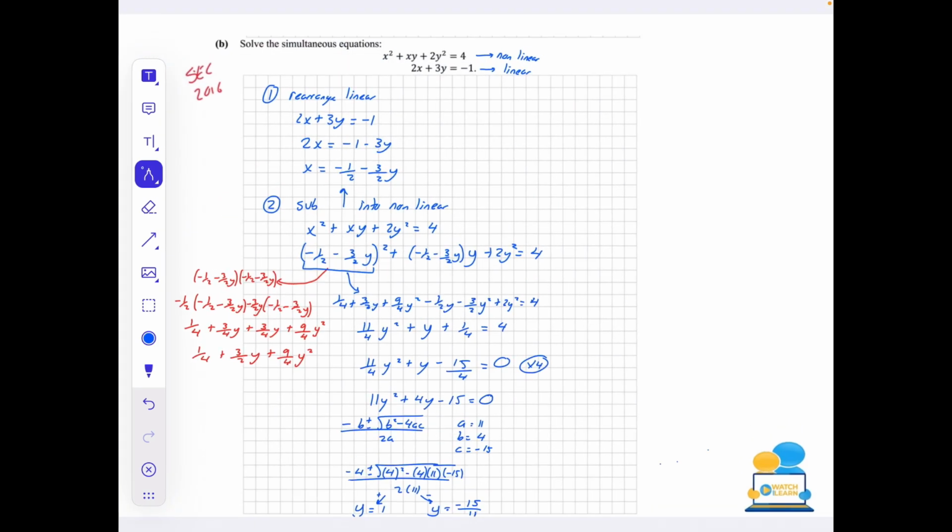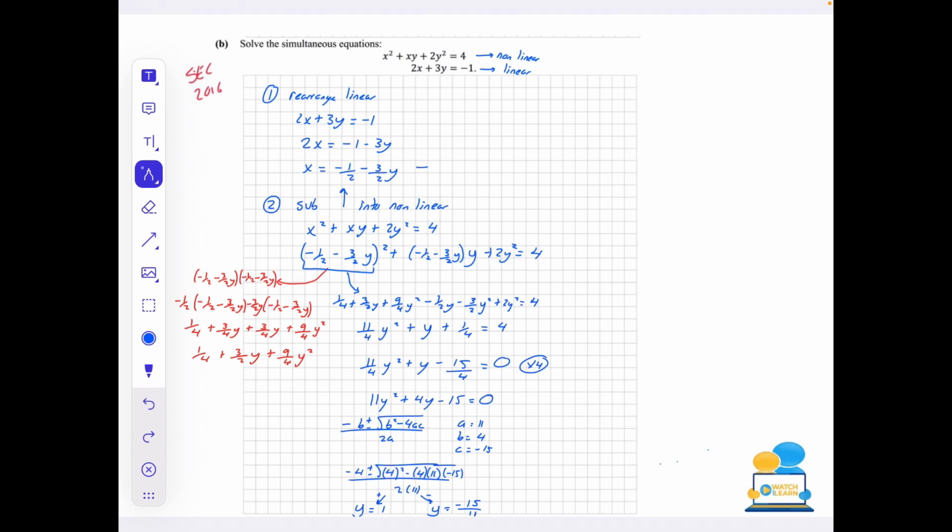Okay, I'm not going to change that into a decimal, because if I do, it is a recurring decimal. It'll be minus 1.363636 and so on. So just leave that as a fraction. Okay, that's step 2 done.